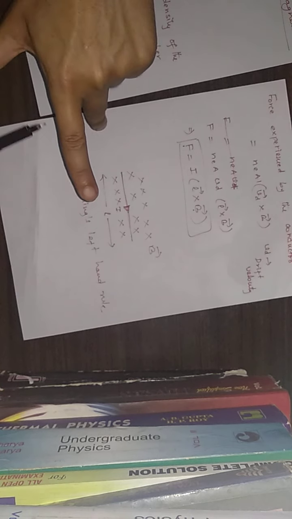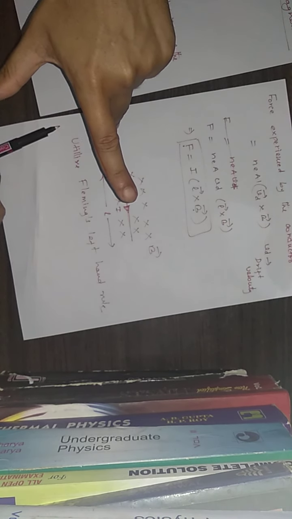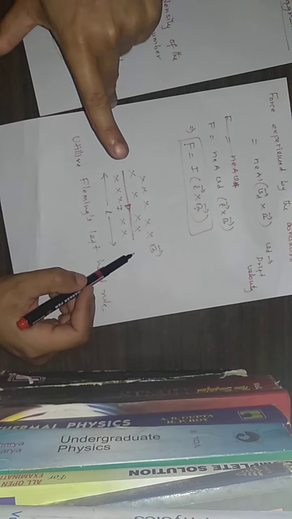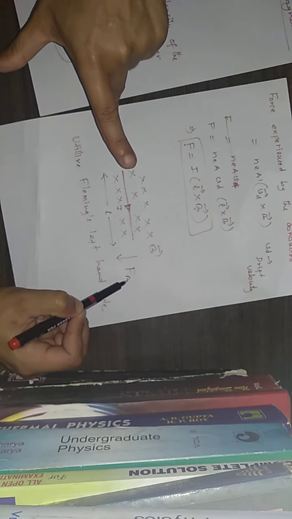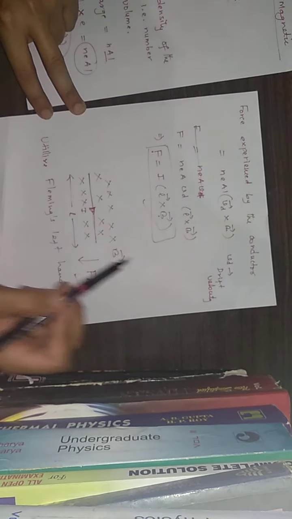If this is the direction of the current, given by this particular finger, and if this is the direction of the magnetic field, then the force will be in the downward direction. That means this current carrying conductor will experience a magnetic force in the downward direction, whose magnitude is given by this particular relation. So this is it for today.